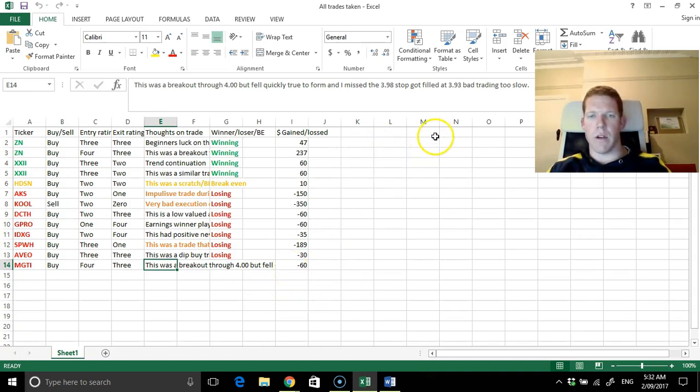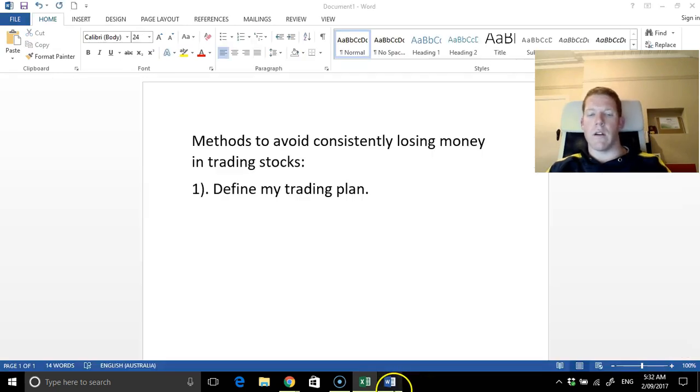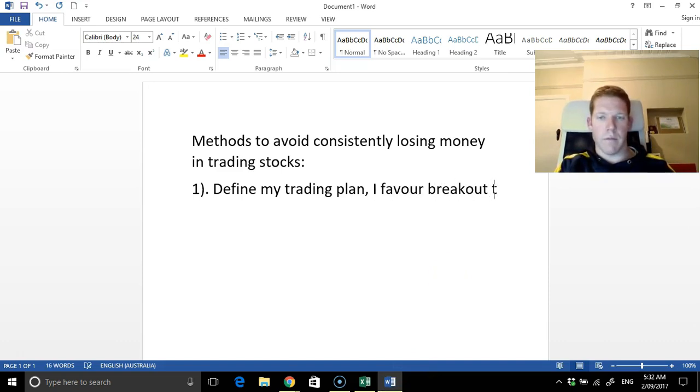If price is trending up into a level, it's a resistance level, and if it's going down, it's into a support level. So let's see how many selling mistakes I can make. Define my trading plan. I favor breakout trades. I think I'm just going to keep it like that.